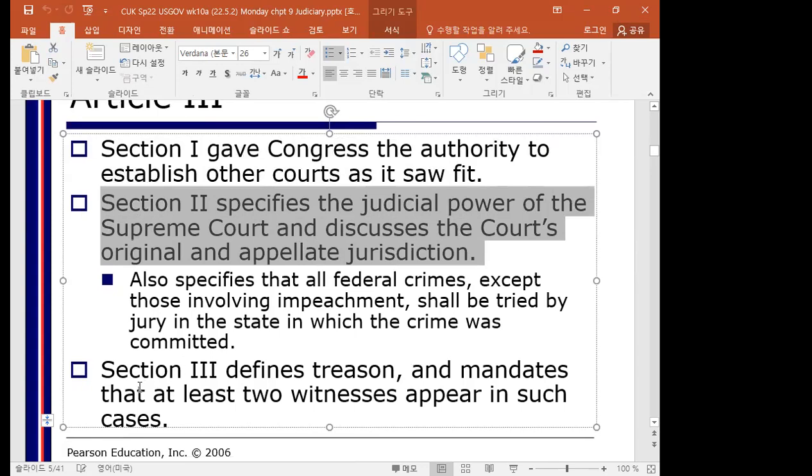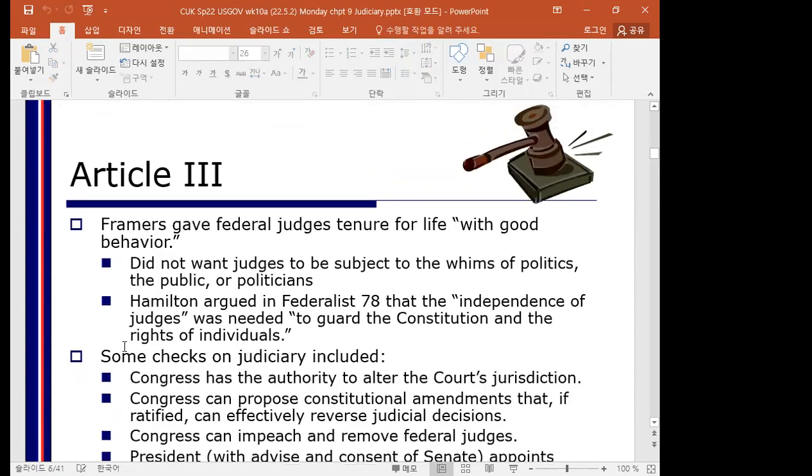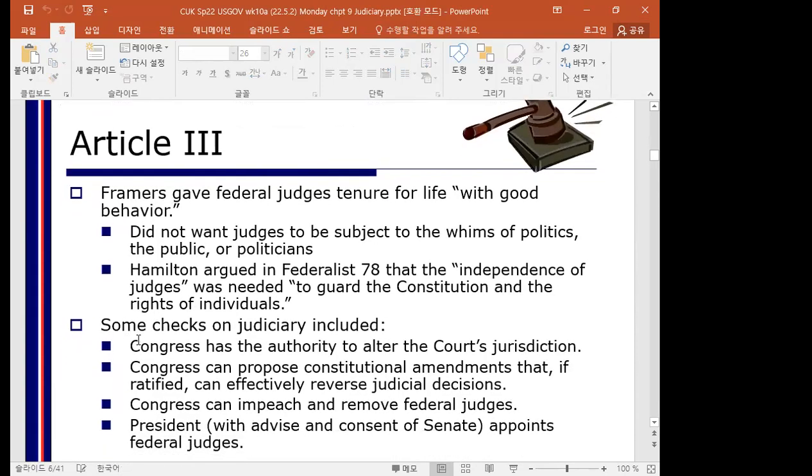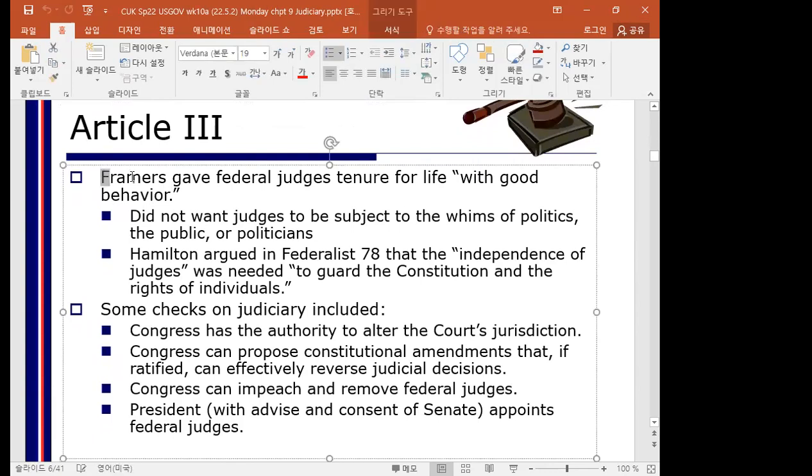And Section 3 defines treason. And so again, it's not so significant here. U.S. federal court judges are appointed for life, with good behavior. They can be removed through impeachment if they do something bad, criminal. In other words, by appointing judges for life, they're not supposed to be subject to the whims of politics.